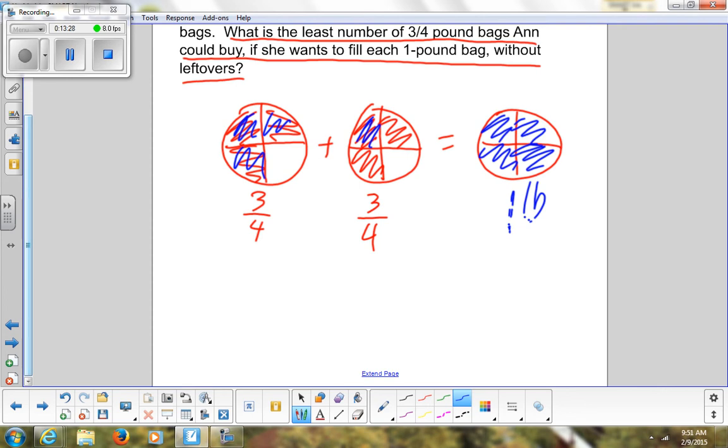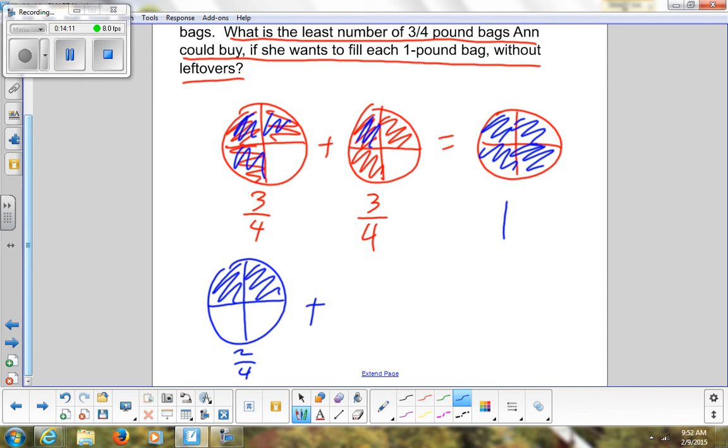Okay, so I have 2 left over, right? So let's bring it down here. So I have 2/4 left over. So I have 1 pound bag, but I have leftovers, so I've got to keep going. So I've got to keep doing what? Keep adding 3/4 until you get to where you don't have any leftovers. Good. I'm just going to keep adding until I have no leftovers.